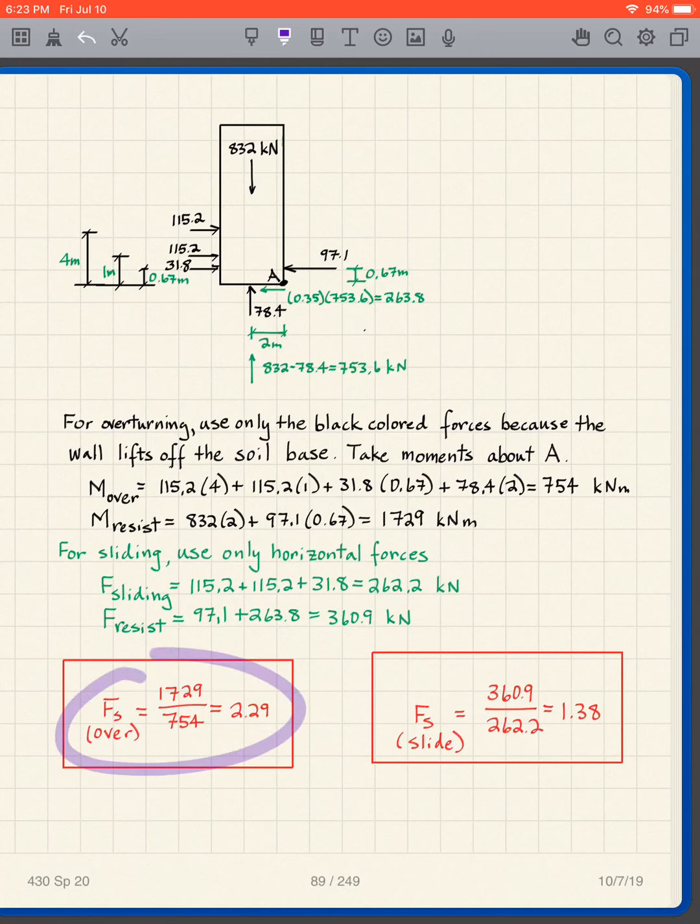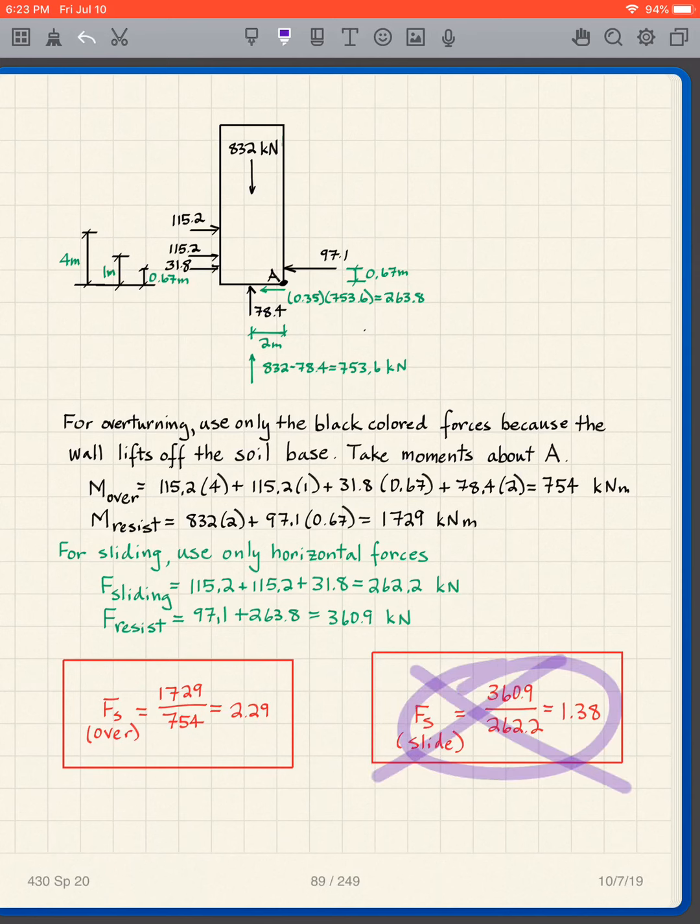So the factor of safety of overturning is 2.29. The factor of safety against sliding works out to be 1.38. Well, what does that mean? You need to have at least 1.5, even preferably 2, depending on the situation. And so it fails. The wall fails. What do you do? Well, you can embed the wall. You can make the wall a little bit wider and heavier. You have options, but you have to redo this design. It doesn't work.